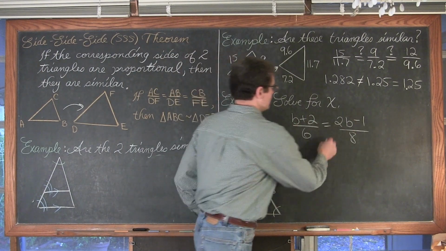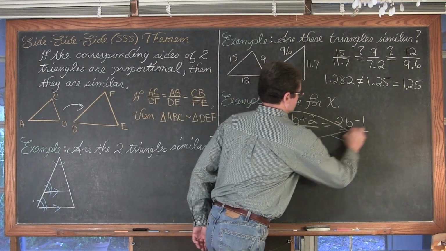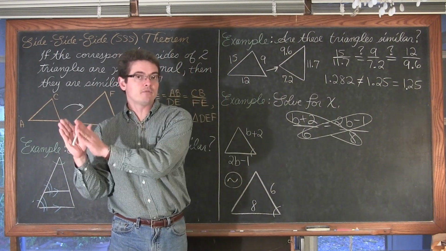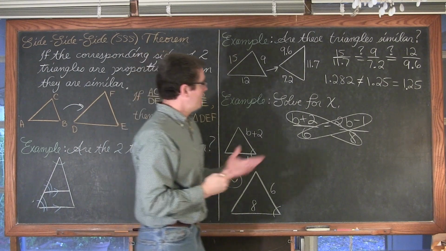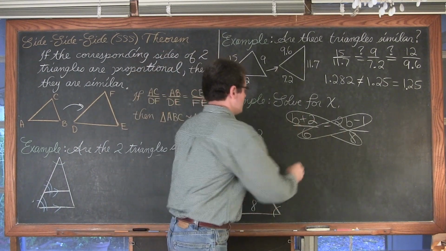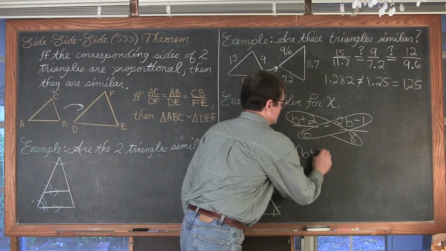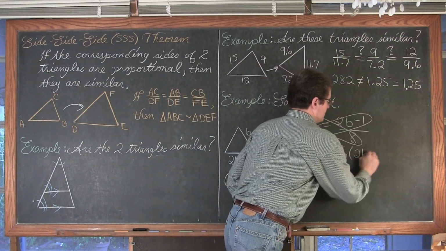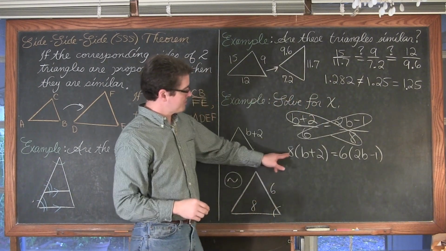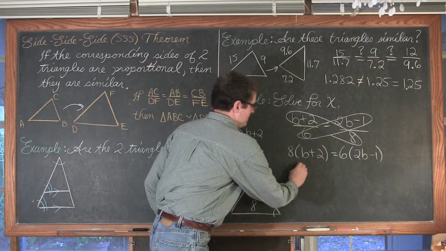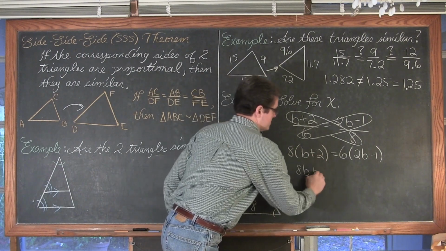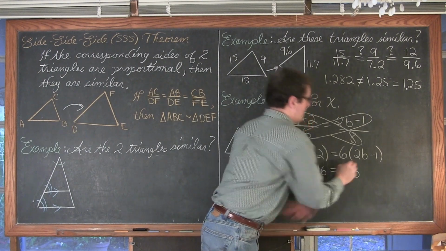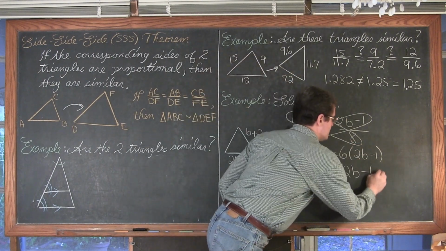We're going to cross multiply this. You can cross multiply to solve equations anytime there's one variable on the left and one variable on the right. That's what we have. So we have 8 times b plus 2 equals 6 times 2b minus 1. Afraid I might run out of room here. We're going to distribute through the parentheses, so we have 8 times b and 8 times 2, which is 16. We have 6 times 2, which is 12. And 6 times negative 1, which is negative 6.